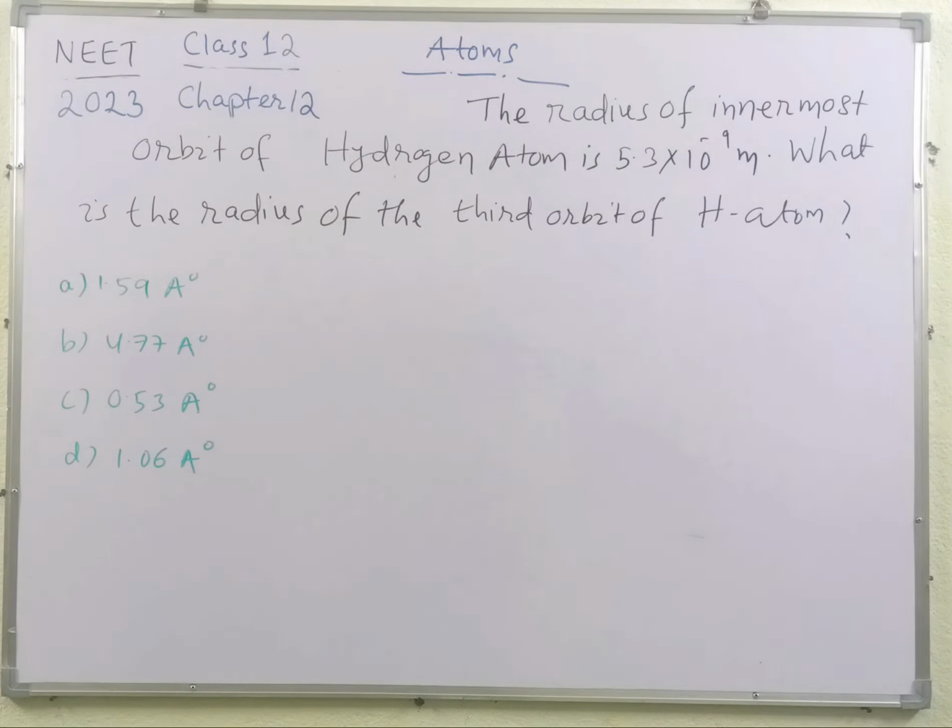Students, this question was asked in NEET 2023 from chapter 12 of class 12, that is, the chapter Atoms. The radius of the innermost orbit of the hydrogen atom is 5.3 into 10 to the power minus 11 meter. What is the radius of the third orbit of the hydrogen atom?